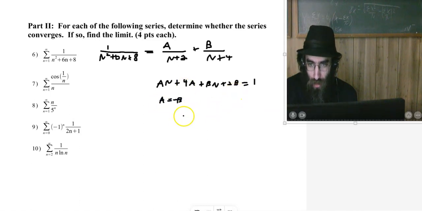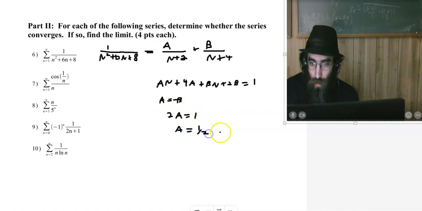You have a 4a and a 2b. That simplifies to 2a equals 1, because 4 minus 2 equals 2 when b equals negative a. So a equals a half, and b equals negative a half.